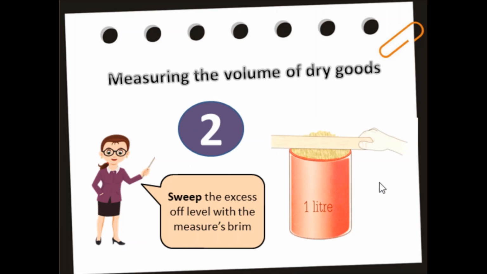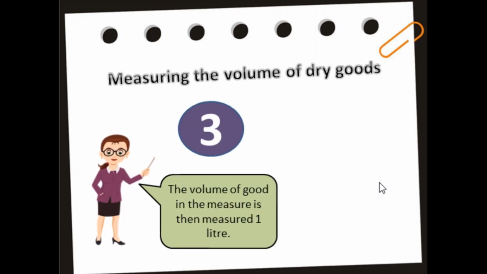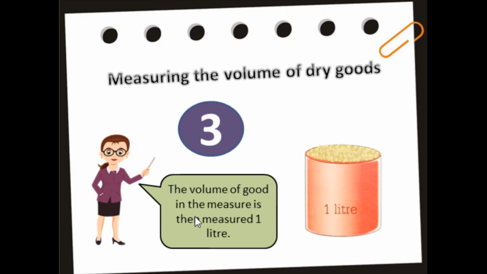And number 3, you've finished sweeping it already. Then, by now, the volume of goods in the measure is measured 1 liter, if you use this kind of measuring tool. After you have swept off the excess, you now get the 1 liter measure that you wanted. That is measuring the volume of dry goods.